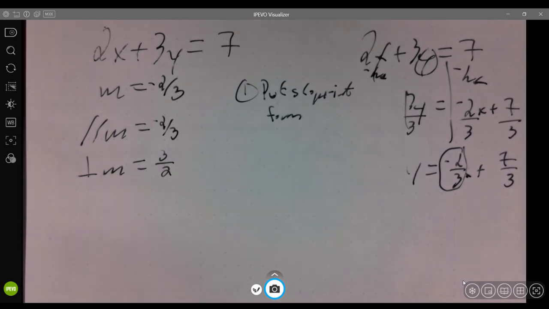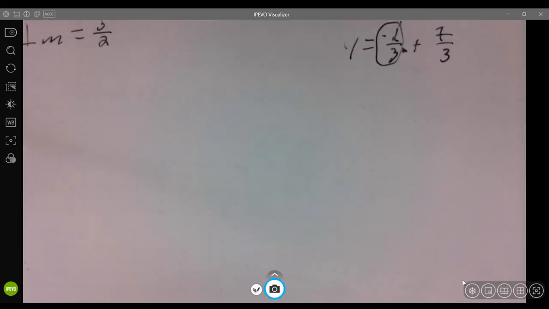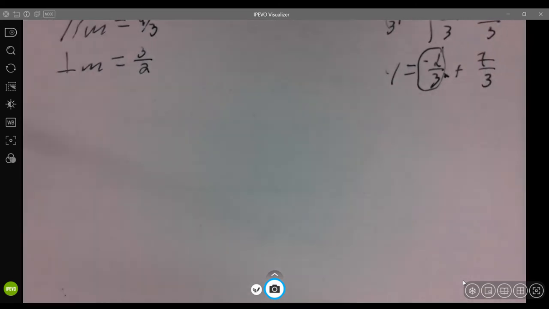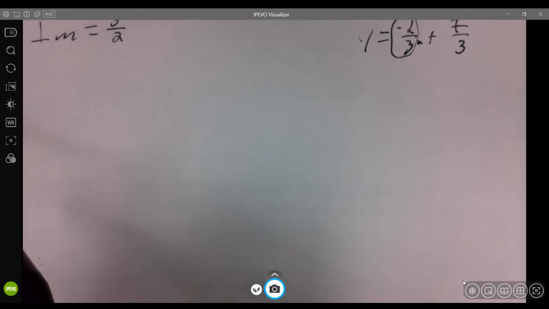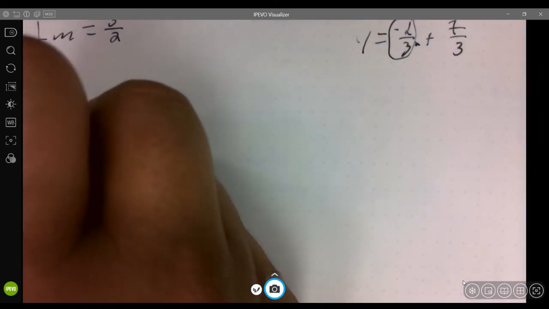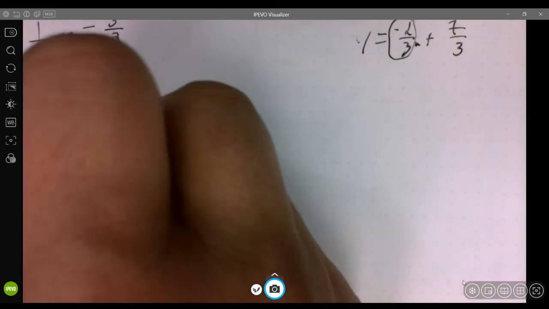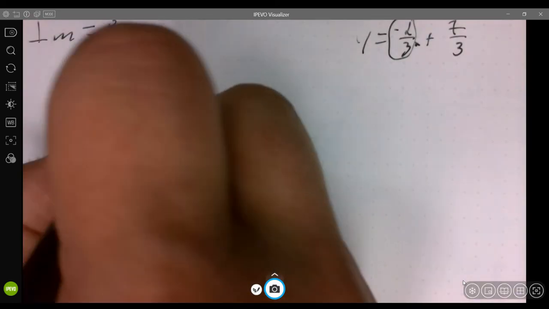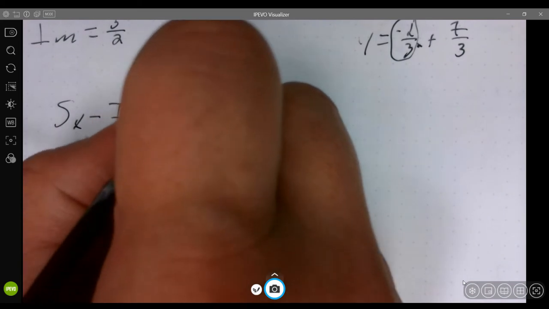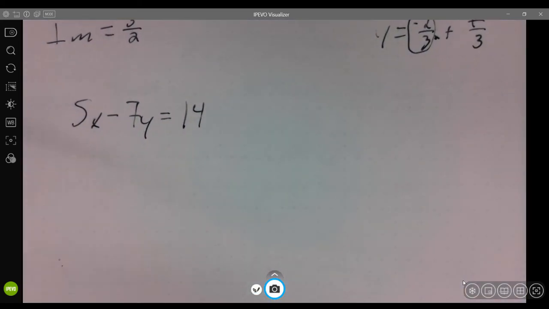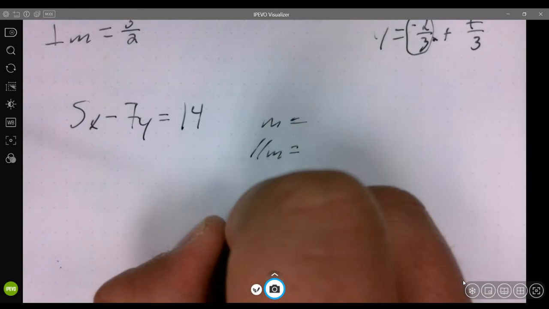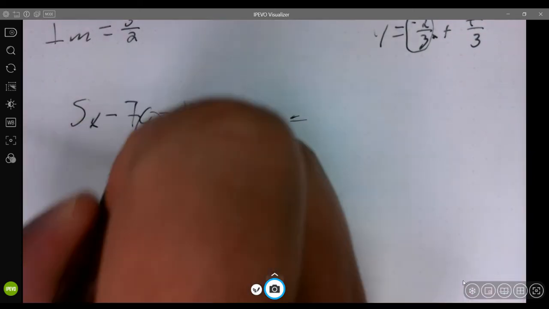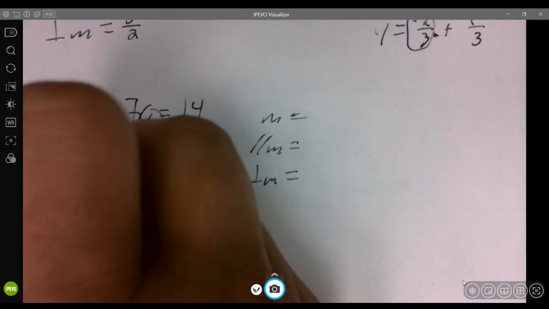All right, let's take a look at another one like that. Now, on your homework or on your classwork, it's going to ask you for just one or the other, but we're doing both the parallel and perpendicular, just because it's there. Let's say we have 5x minus 7y equals 14. For that first part, I need the slope. Once I have the slope, I can find the parallel and perpendicular. I need to solve for y.